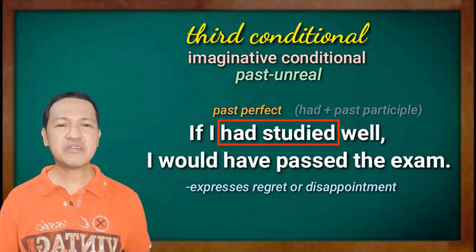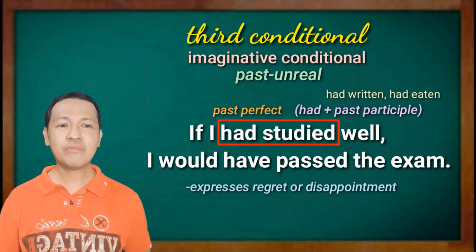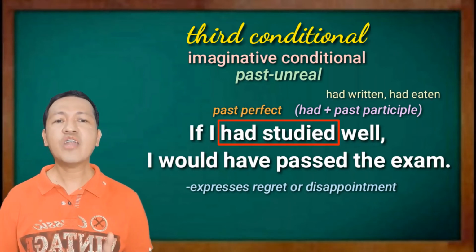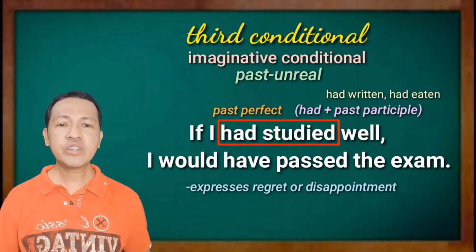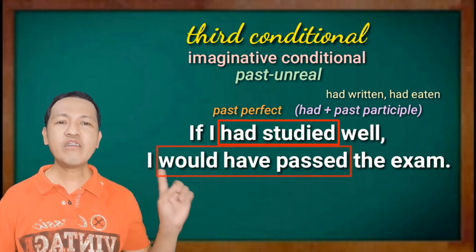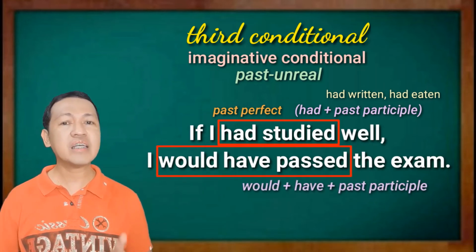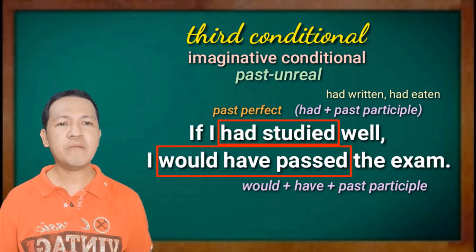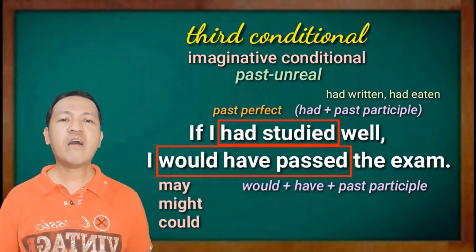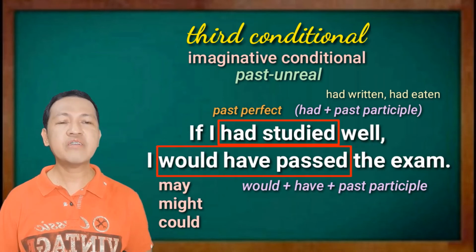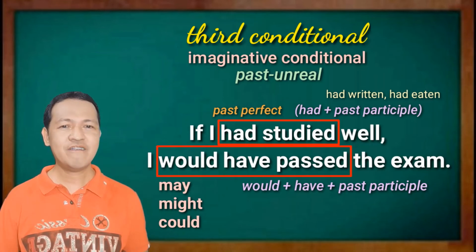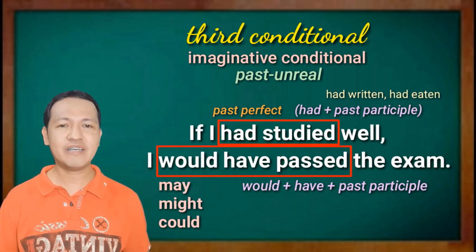A past perfect tense verb is a verb phrase that consists of had and past participle verb. Examples are had studied, had written, and had eaten. Of course, we also have past perfect progressive like had been studying, had been writing, and had been eating. The main clause used the verb phrase would plus have plus past participle, would have passed. You can also use may, might, and could depending on the meaning that you want to express. May have passed the exam, might have passed the exam, or could have passed the exam.